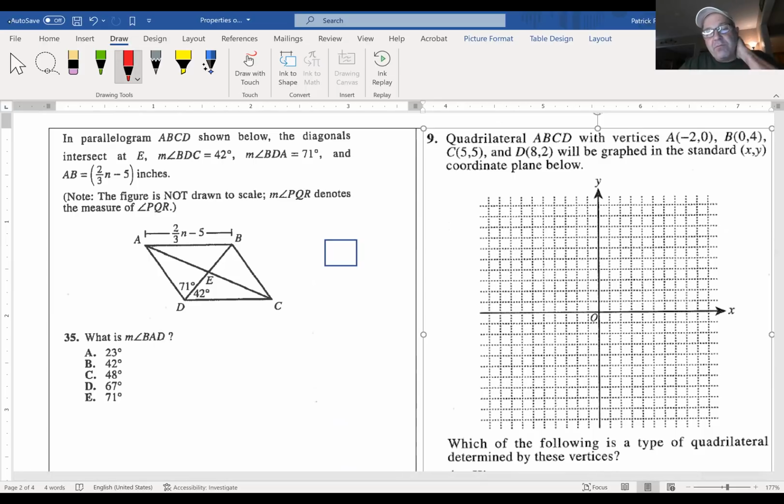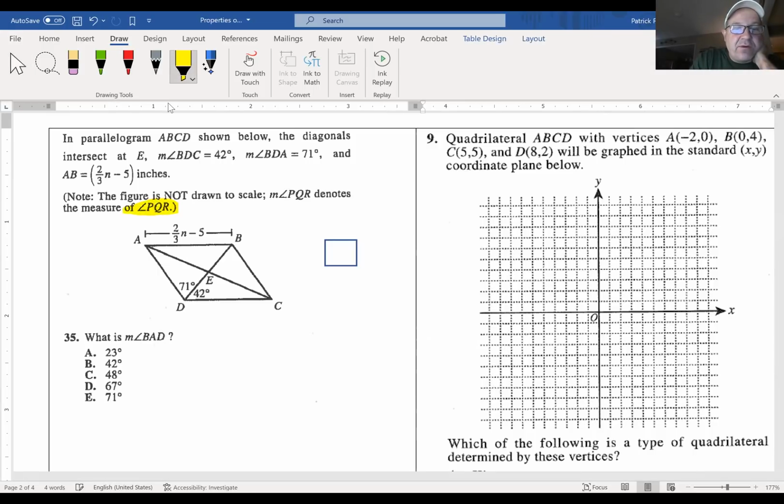And this is part of like a multi-step, like there's about 5 other questions to go with this. That's why there's a lot more information that we're not going to use here. What they ask is, what's the measure of PQR, right? I'm sorry, not that, sorry. What's the measure of BAD? So they want to know, what's this angle up here?